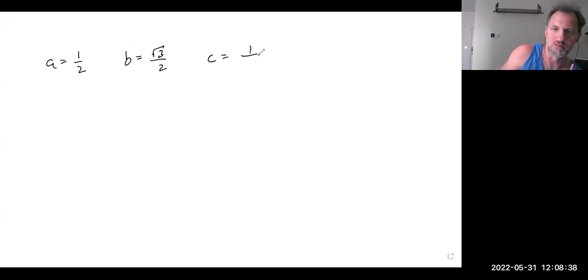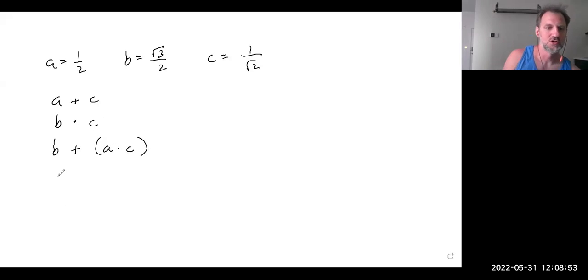So for this warm up, I've got three letters: A equals a half, B equals the square root of 3 over 2, and C equals 1 over the square root of 2. And I want you to do three things: A plus C, B times C, and B plus A times C. Shoot, let's do one more just for fun, because we've got addition and multiplication in here, but might as well throw in some subtraction. So we'll do C minus B divided by A.